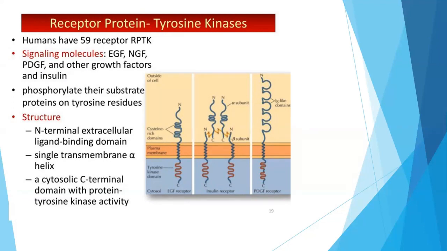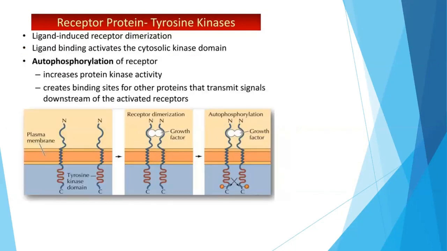They phosphorylate their substrate proteins on tyrosine molecules. So ligand-induced receptor dimerization takes place. The ligand binding activates the cytosolic kinase domain, and then there is the autophosphorylation of the receptor. And whenever there is autophosphorylation of the receptor, there is an increase in the protein kinase activity, and it creates the binding sites for other proteins that transmit signals downstream of the activated receptors.